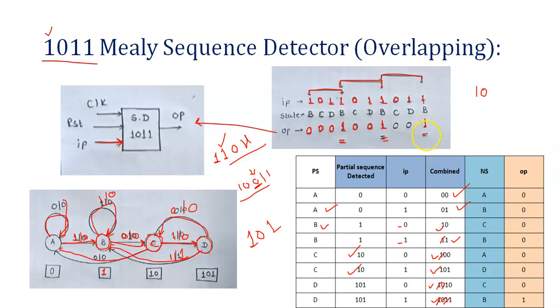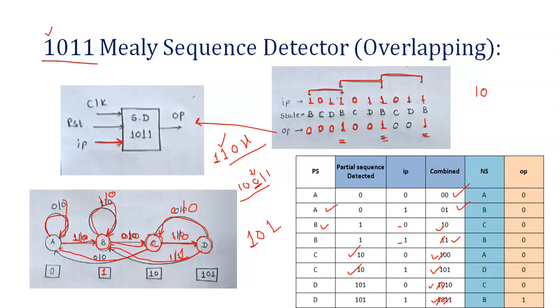Now why is it called overlapping? Because this last bit of your first sequence is acting as the first bit of your second sequence. Again I am repeating, 1 2 3 4, that is the fourth bit is acting as the first bit of your next sequence. So I have overlapped this. This is acting as a fourth bit also, and this is acting as the first bit of your next sequence 1011, and that's why it is called an overlap sequence detector.